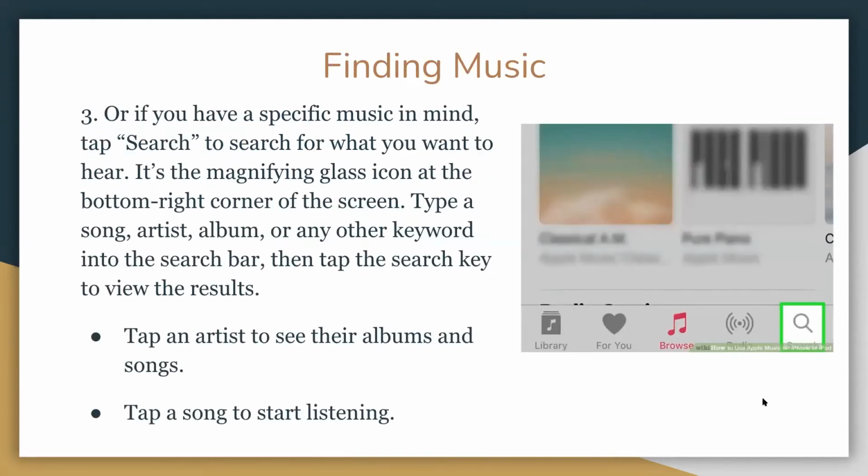Or if you have a specific music in mind, tap Search to search for what you want to hear. You can find this by clicking the magnifying glass icon at the bottom right-hand corner of the screen. Type a song, artist, album, or any other keyword into the search bar. Then tap the search key to view the results. You can then tap an artist to see their albums and songs, as well tap a song to start listening. So if you know exactly what you want to listen to, feel free to head straight to the search area and you can type in any key lyric, any keyword, or the artist, album, or the genre as well.